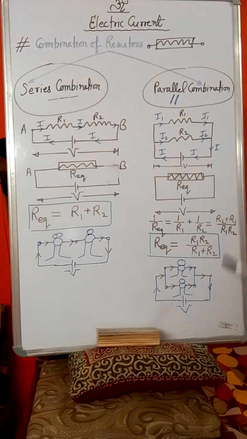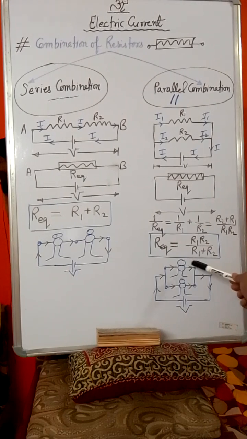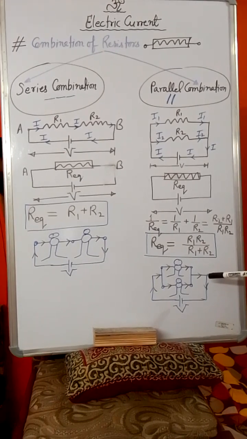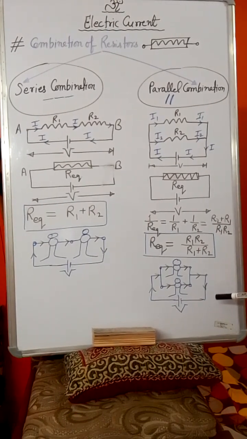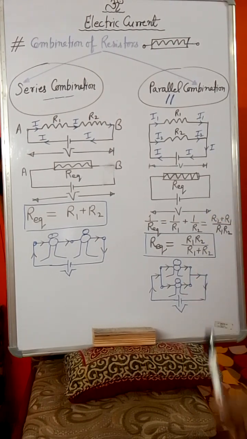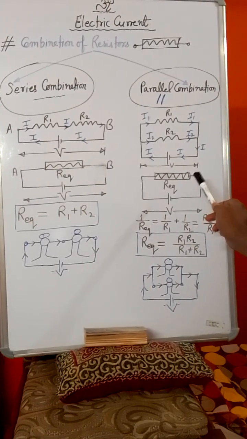Whenever this situation occurs, look here, the current has been divided into two parts, both parts are added again to make the final current, and the final current comes back to the voltage source. Whenever such a situation occurs, we call this combination a parallel combination of resistors. And how do we find the equivalent resistance? Again, can we replace both these resistors with a single resistor that can do the job of both the resistors?